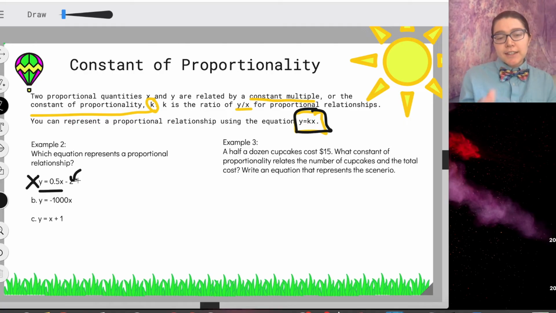That means to get from x and y, we don't just multiply. We have to do some subtracting as well. That means we don't have a proportional relationship.